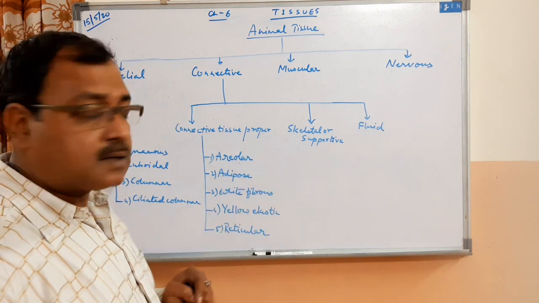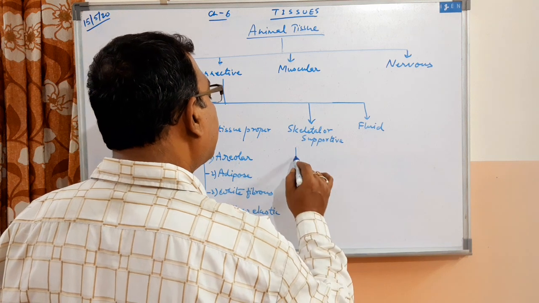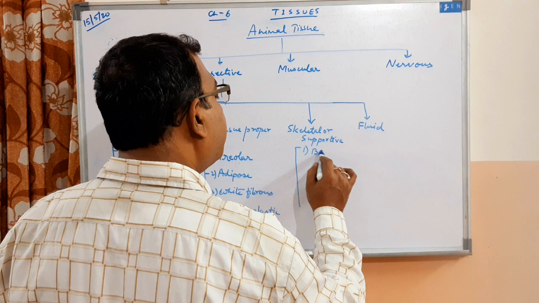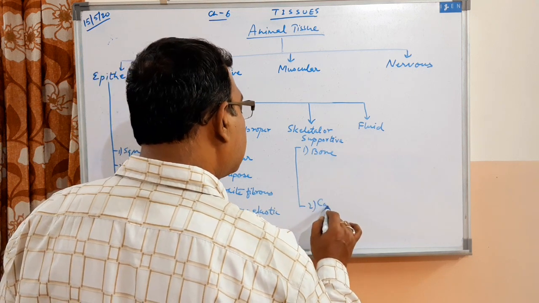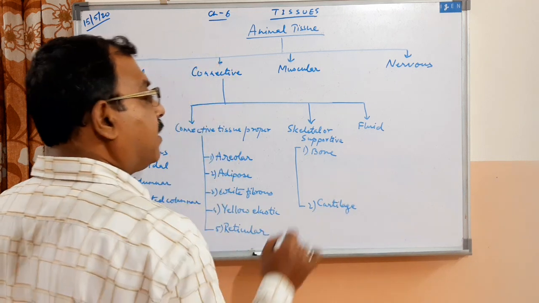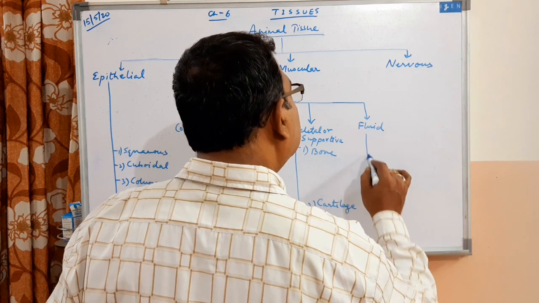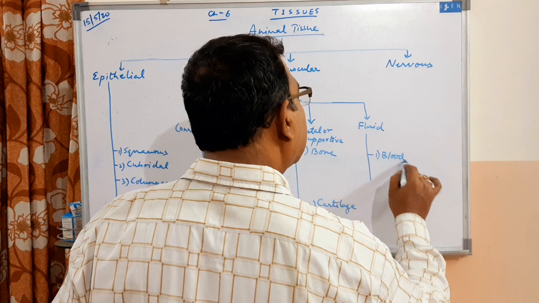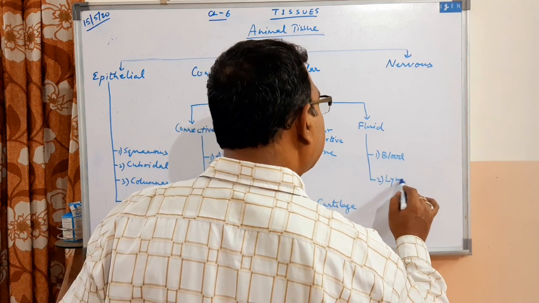In skeletal or supportive tissue, there are 2 types. First is bone and second is cartilage. Again in fluid, there are 2 types. First is blood and second is lymph.